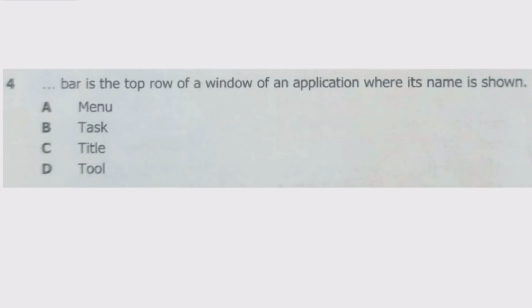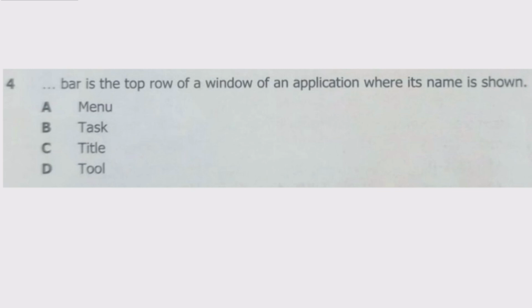Question 4 is as follows. A dash bar is the top row of a window of an application where its name is shown. A. Menu bar. Menu bar is the top row of a window of an application where its name is written? No. B. Taskbar. Taskbar is the top row of the window of an application where the name is written? No.